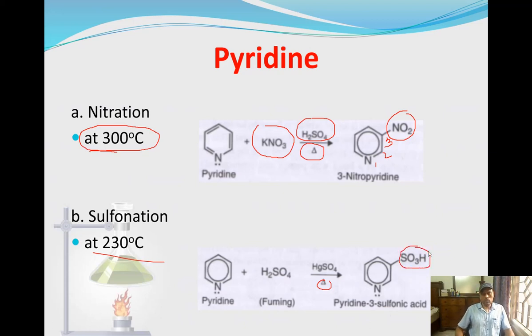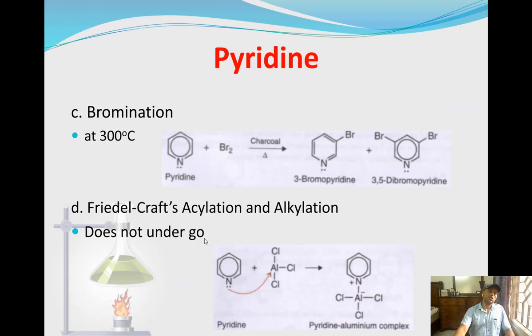That is about sulfonation. Next is bromination. You are supposed to carry out this reaction at 300 degrees centigrade, but you are going to get a polysubstituted product here. Bromine gas and pyridine, you are supposed to pass them over charcoal at 300 degrees centigrade. You're going to get 3-bromopyridine as one product, and 3,5-dibromopyridine, that's the other product.